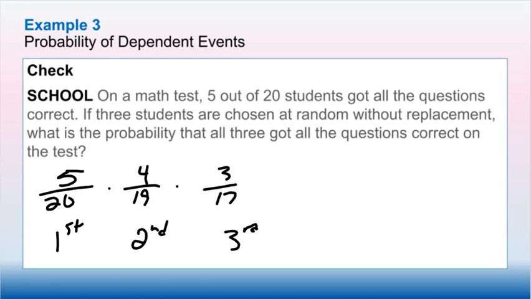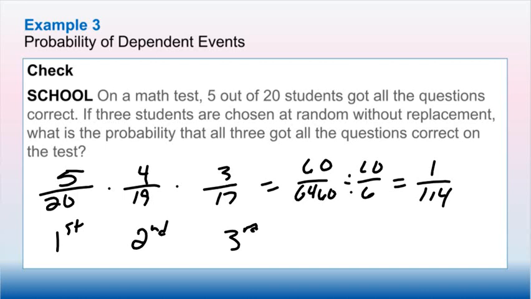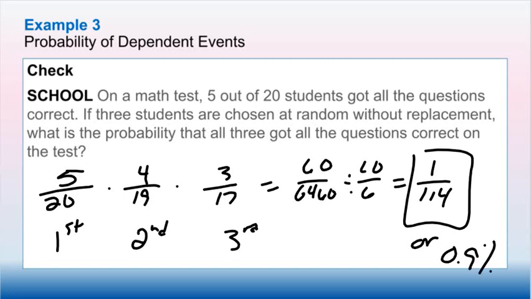So if I multiply that together, 5 times 4 times 3 is 60. And then we have 20 times 19 times 18 gives us 6,840. I divide this by 60 over 60, so that gives us 1 over 114. Or as a decimal, or a percent, this would be 0.9%. That is our lesson on probability and the multiplication rule.